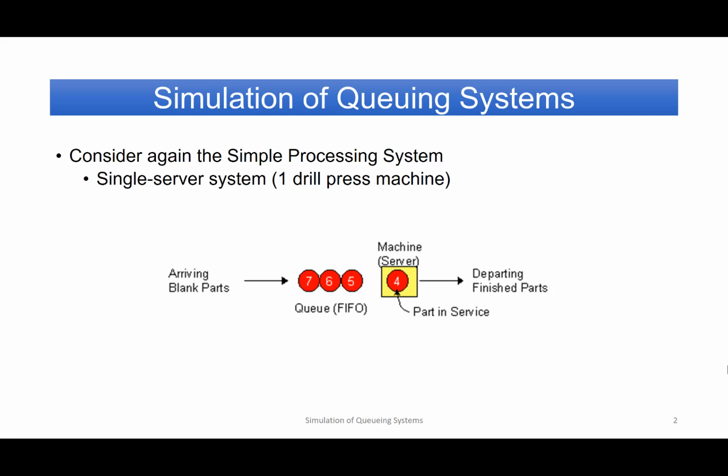Consider again the simple processing system we discussed in our introductory overview. In this case, we have a single server system with one drill press machine. You can see there are parts arriving, parts waiting in queue, a machine, in this case a server, and then finished parts.